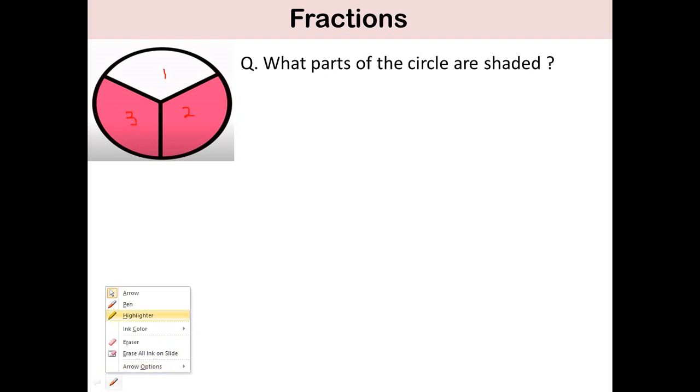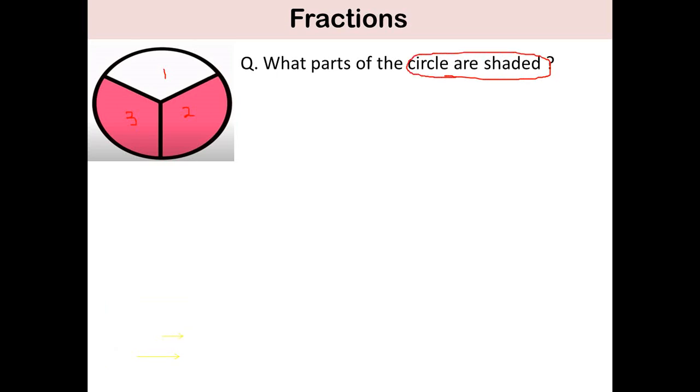In the question, what has been asked? What part of the circle is shaded? Those shaded parts, that is 2. 1, 2. 2 parts have been shaded. Out of these 3 total parts, 2 parts have been shaded pink. So your answer is 2 by 3. How? See.